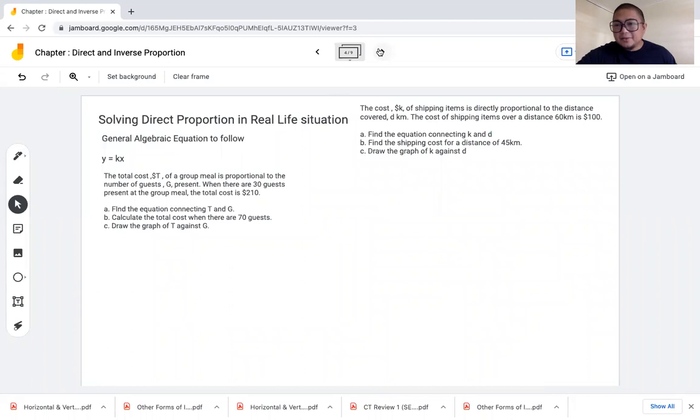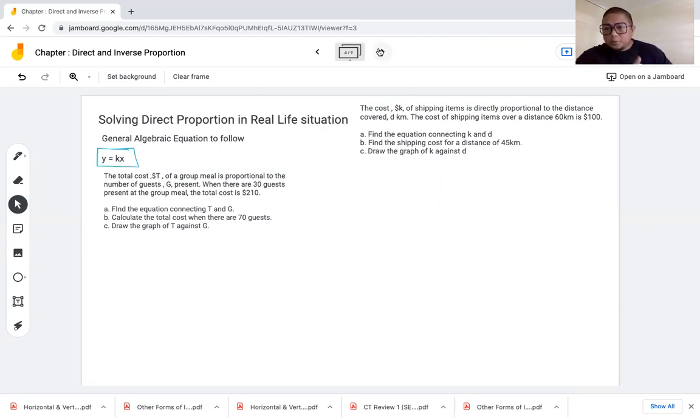All right, solving direct proportions in real life situations. Okay, so there are many ways for you to solve the direct proportion in real life situations, and one of which is by the use of the general algebraic equation to follow. So let's say, for example, this one here, y is equivalent to kx.